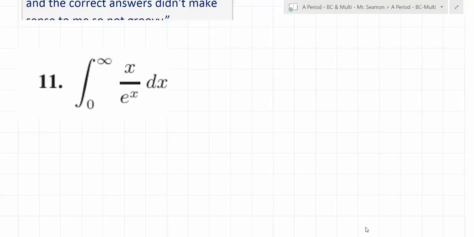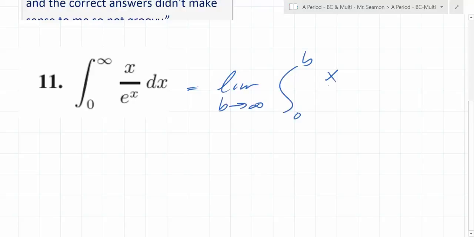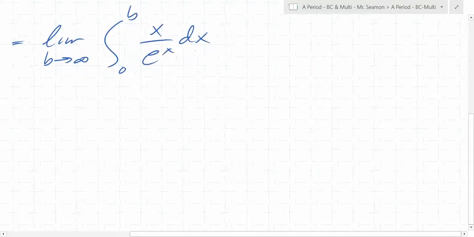You might have to do more than one thing, right? So on this one, you do need to integrate that, but first you need to write it as a limit. So this is going to be the limit, as b going to infinity, from 0 to b of x over e to the x dx. And then you have to integrate that thing before you can actually take the limit.